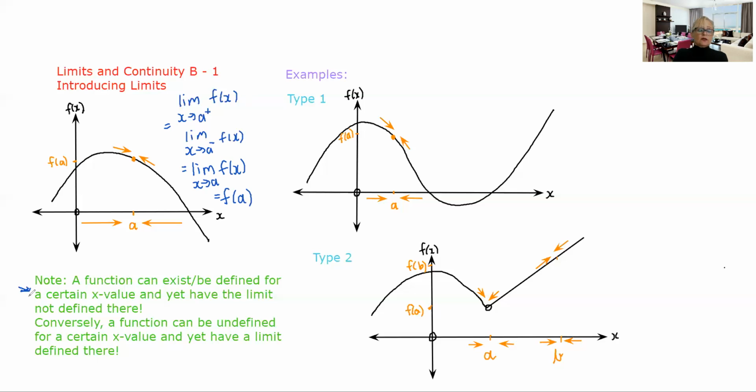Here's a little side note. A lot of people get a bit confused, and I can understand why. A function can exist and be defined at a point, and yet the limit not be defined there. But conversely, you can have a function that's not defined for a particular x value, and yet you can calculate the limit there. We're going to have a look at some of these seemingly contradictory situations as we go through these various types of examples.